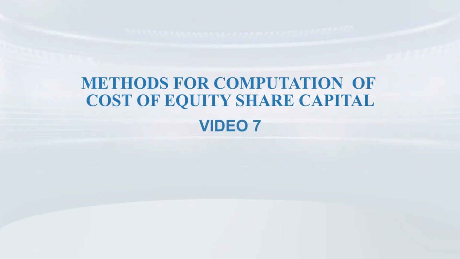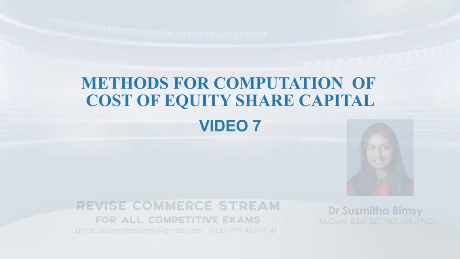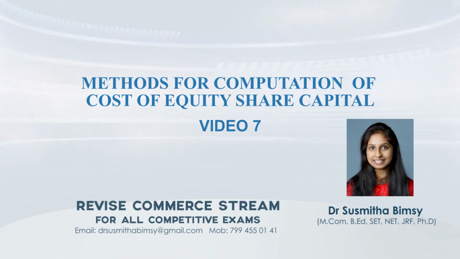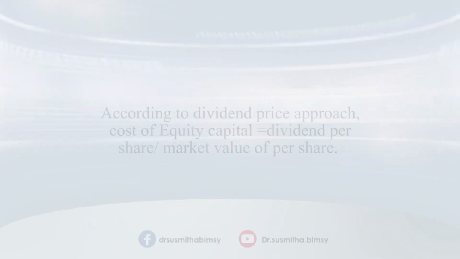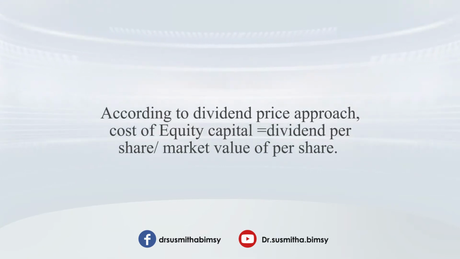We are covering cost of equity share capital. We have seen there are 6 methods for calculating the cost of equity share capital: dividend yield method or dividend price ratio method, dividend yield plus growth in dividend method, earning yield method, earning yield plus growth method, realized yield method, and CAPM, that is capital asset pricing model. The first two methods we already discussed.